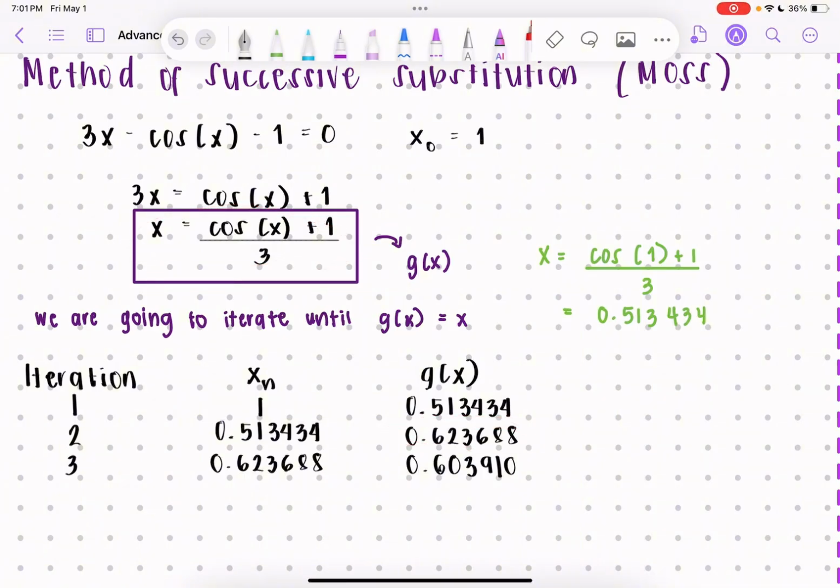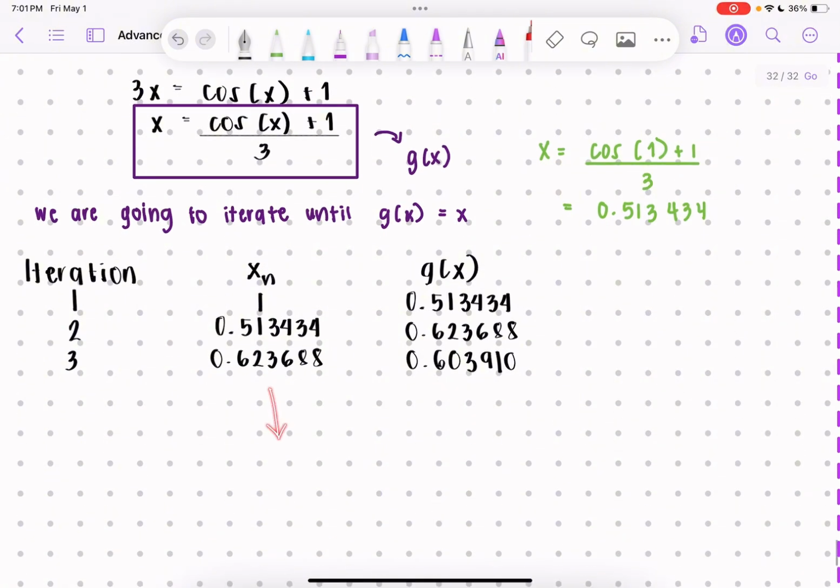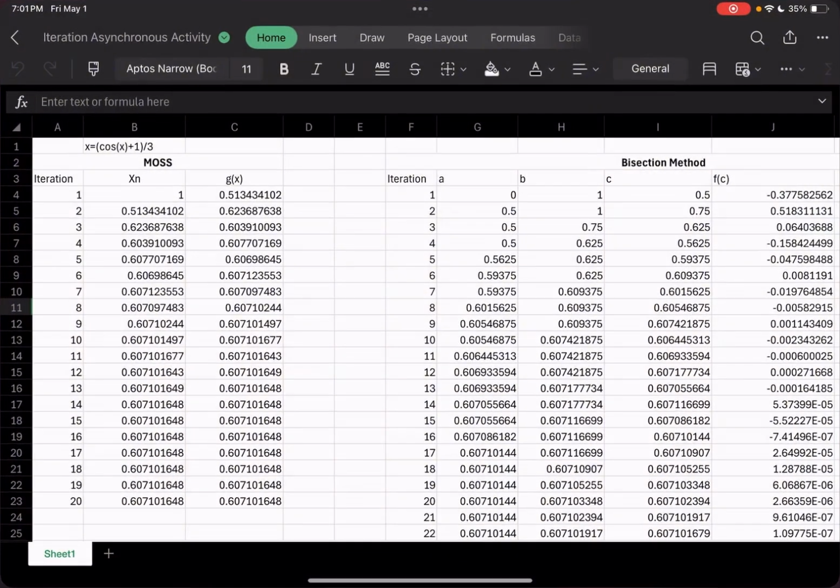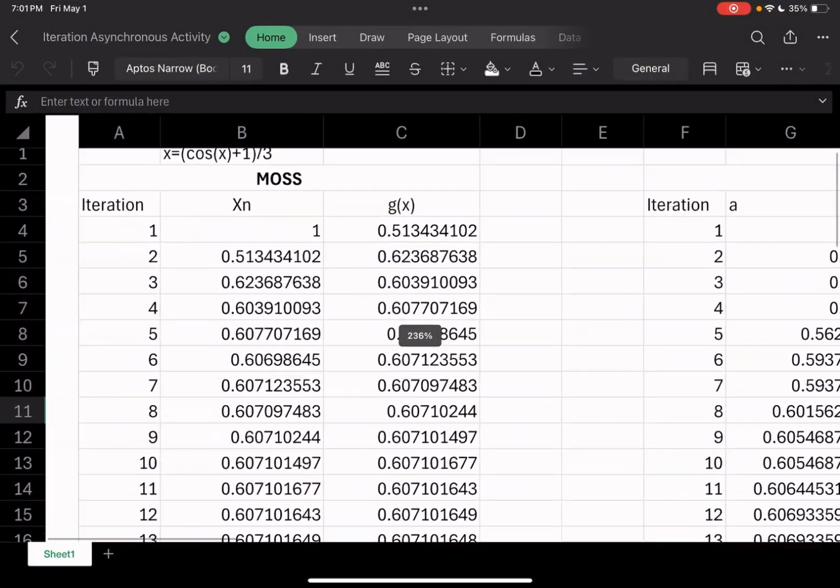In order to do this faster, we're going to use Excel. Since if you won't use Excel, you'll have to manually calculate it until our x sub n here and our g of x are equal to each other. So let's solve this using the help of Excel. This is what we have right here.